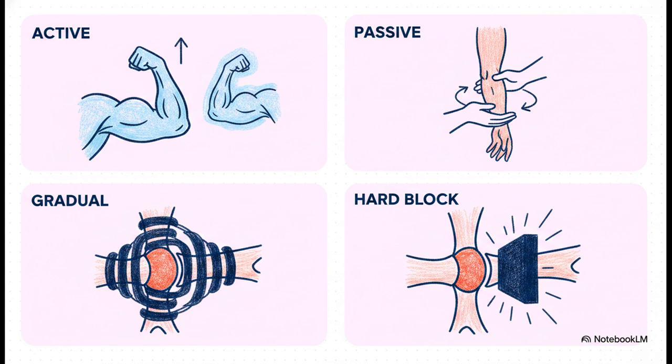Here we really have to contrast active range of motion against passive range of motion. Active means the patient moves the joint themselves, using their own muscles. Passive means they totally relax, and you, the clinician, do the moving for them. By comparing the two, you uncover exactly what's restricting them. Is it just a gradual end-range stiffness from arthritis, or is it a sudden, hard locking block? Because that might mean a piece of torn cartilage is physically wedged inside the joint space.